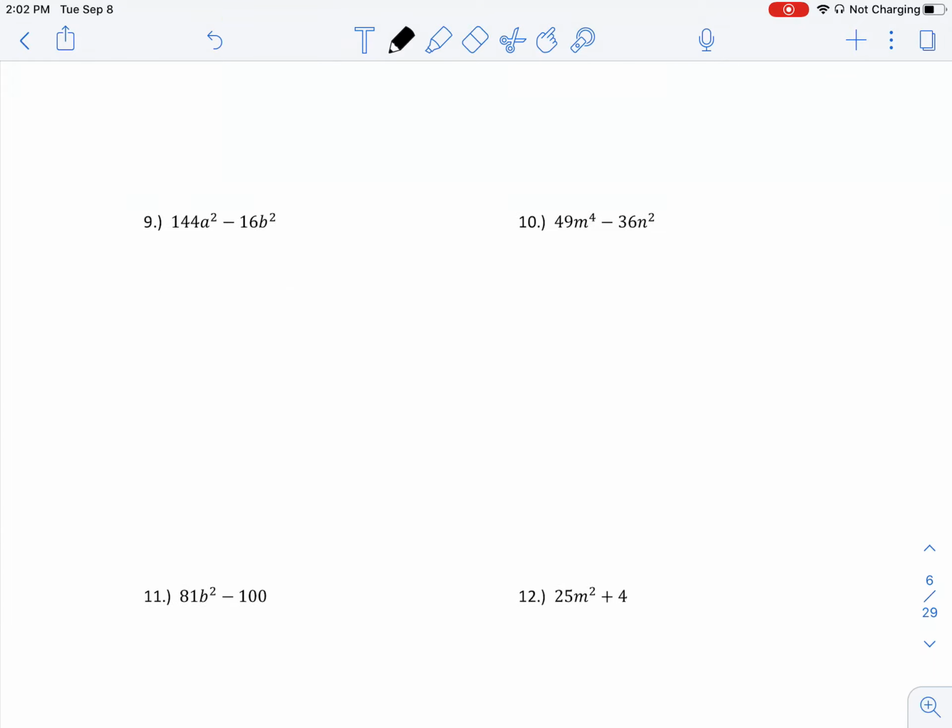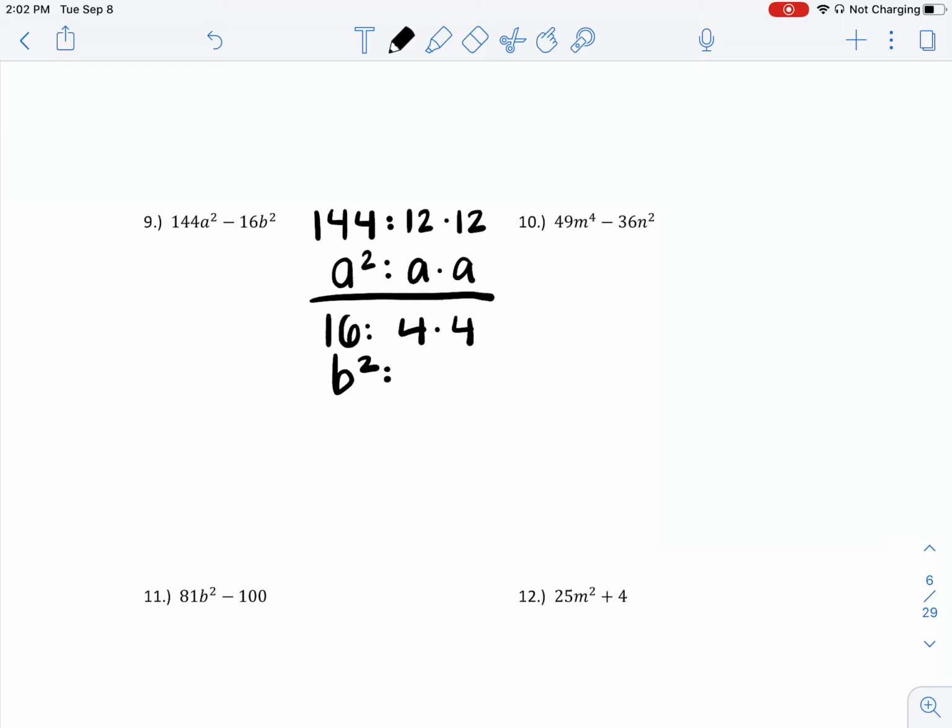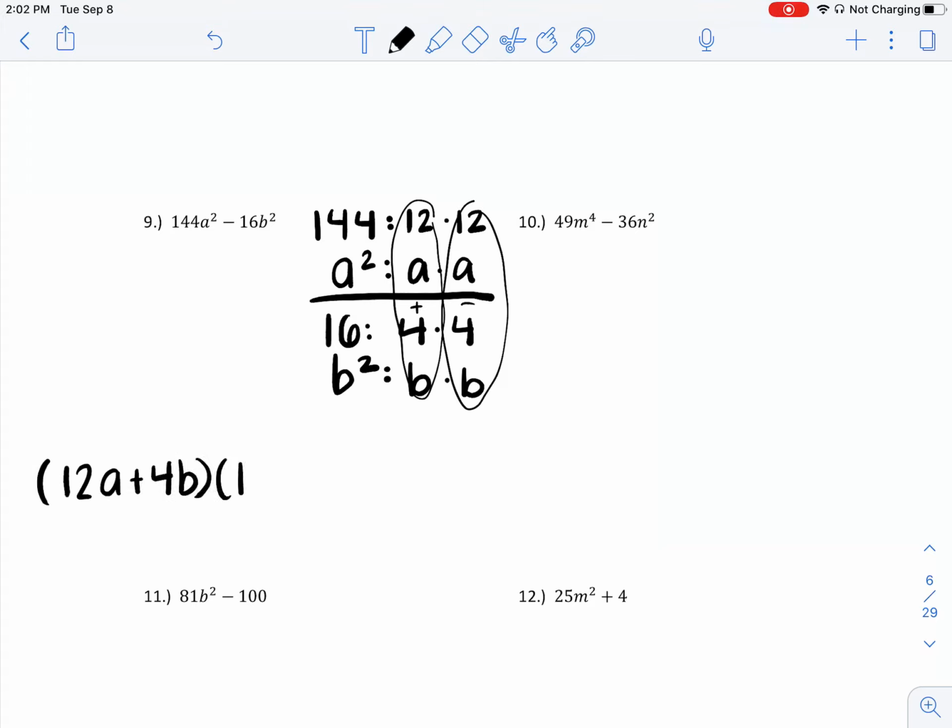Number 9, 144 is a perfect square. A squared is a perfect square because it's got the even exponent. Then my minus sign, so that's where I split it up. Then 16, and then b squared. Just go in order from left to right. So 144 is 12 times 12. A squared is a times a. 16 is 4 times 4, and b squared is b times b. So I group these all together. One of them gets a plus, one of them gets a minus. So I end up with 12a plus 4b, and then 12a minus 4b.